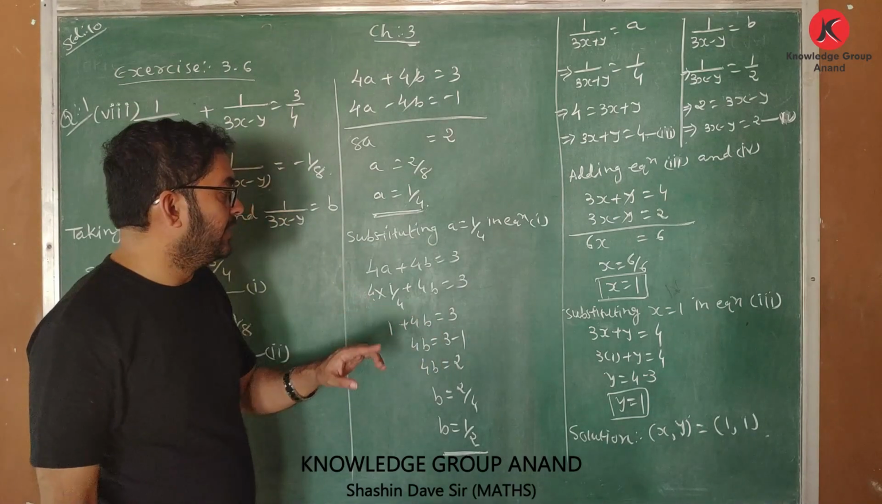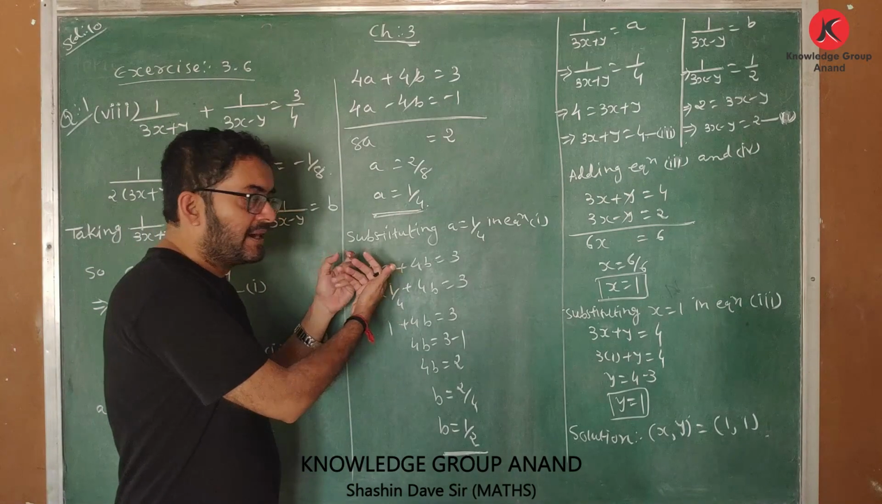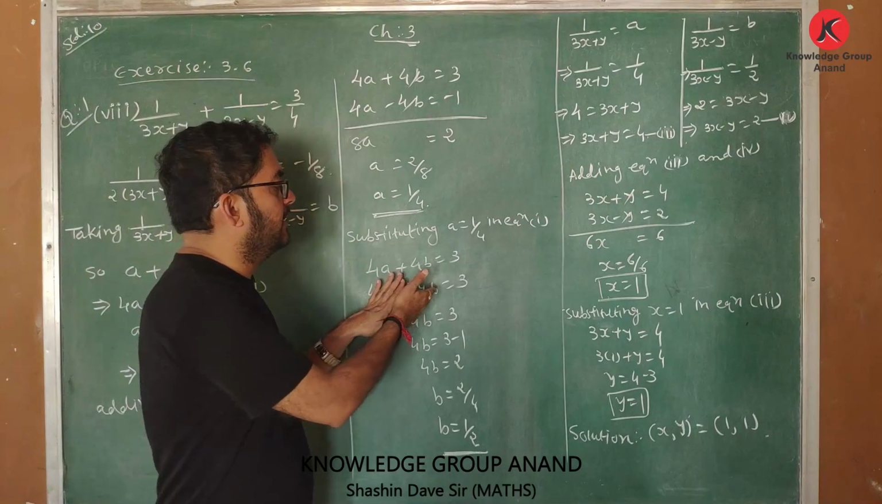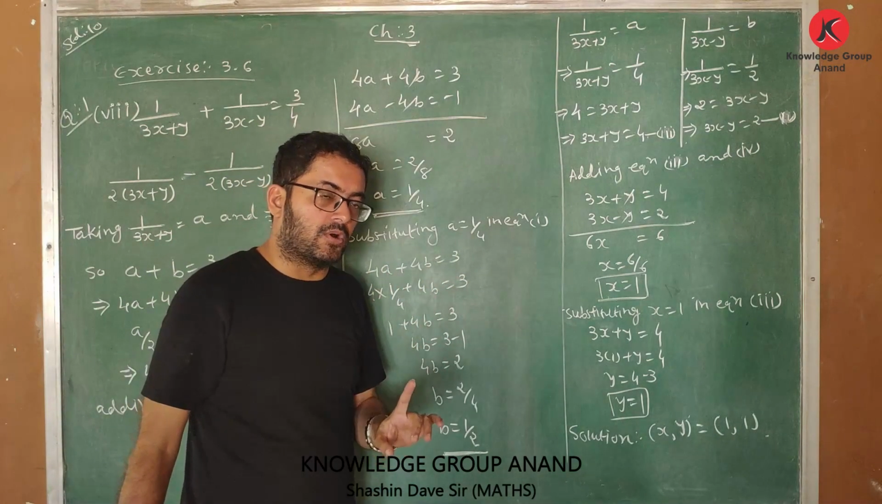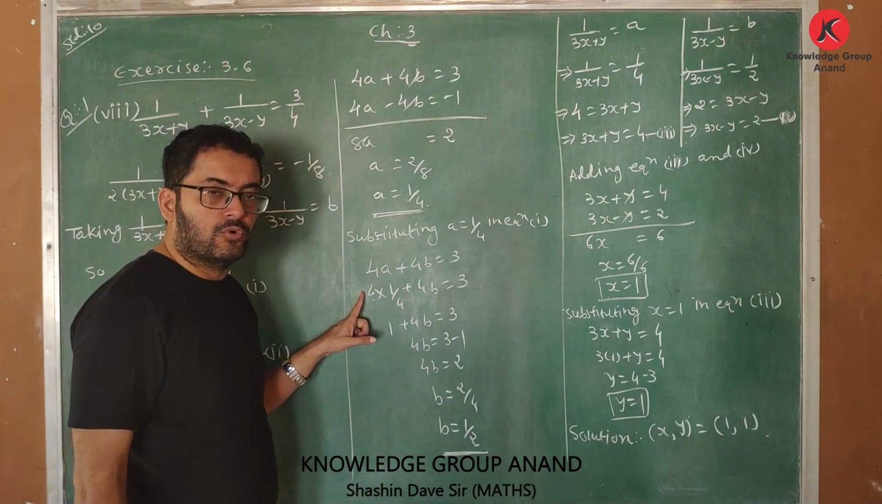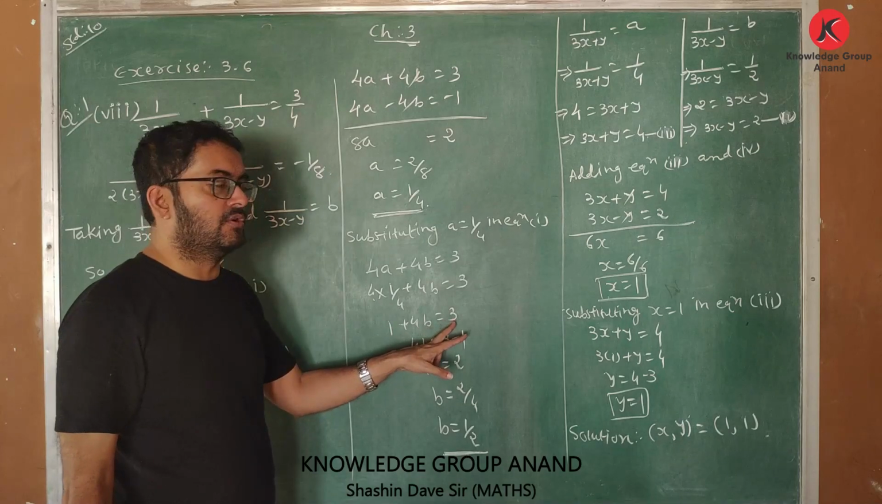Again I repeat. What many students do over here, they eliminate this part and they think that this part has been removed. So only 4b is equal to 3 is remaining. Therefore, b is equal to 3 upon 4. Then your answer will come wrong. When you eliminate this 4, 1 remains over here. So I will write 1 plus 4b is equal to 3.